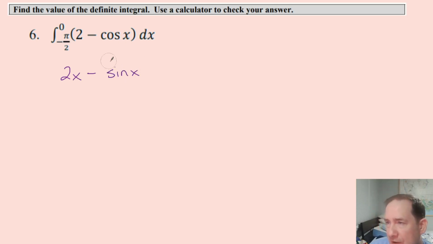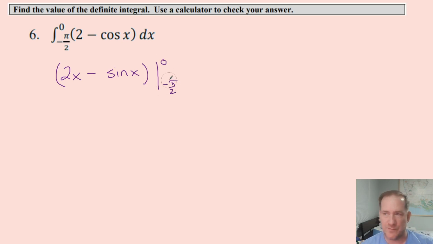So this is just sine. Derivative of sine is cosine. We want the negative, so it's not negative sine. We want just plain old sine. But we're good. This is our antiderivative. And we want to evaluate it from -pi/2 to 0. Notice they're keeping it pretty simple.